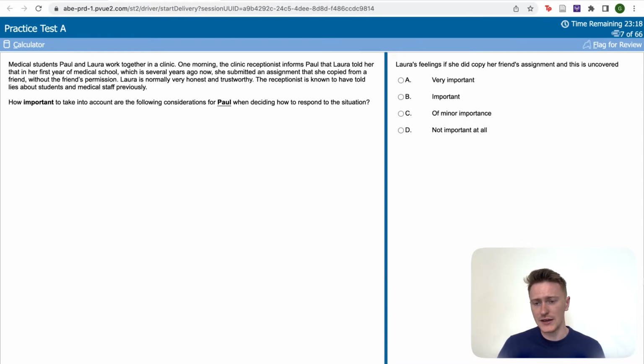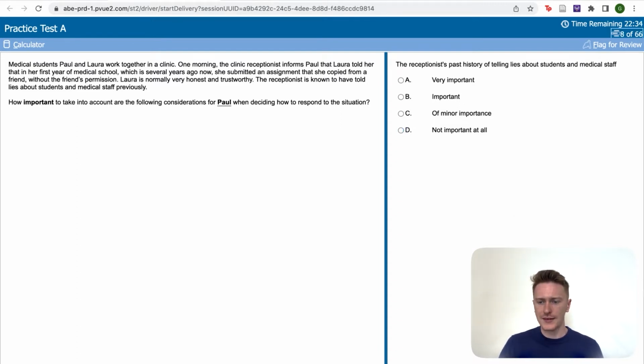Laura's feelings, if she did copy her friend's assignment and this is uncovered. Now, this could be of minor importance if you're talking about Paul supporting her later down the line, because obviously if she's very upset, she's very hurt by it, she may need counselling and support, which Paul can provide. That's not clearly going to be B or A. It's not important right now, but it may be of importance later on. That being said, though, the sentiment is should Laura's feelings get in the way of how we handle this situation for the majority of it? No, that is the answer. We should handle it in a very objective, factual way, in a principled way, irrespective of whether Laura feels upset or not. So I'm going to put not important at all.